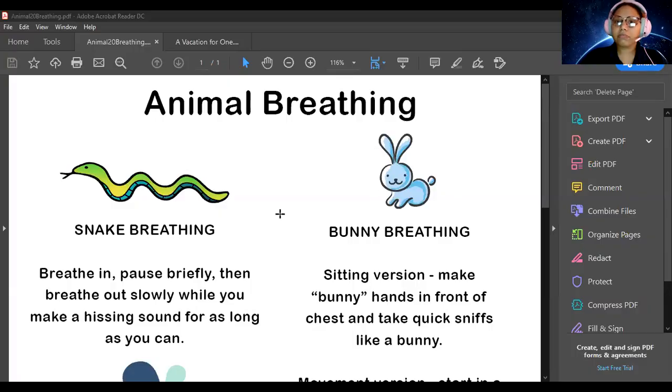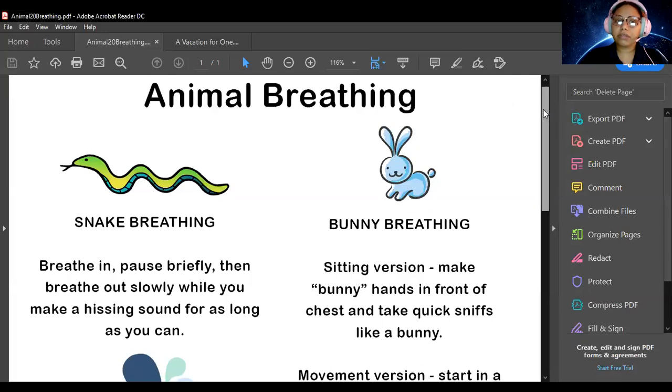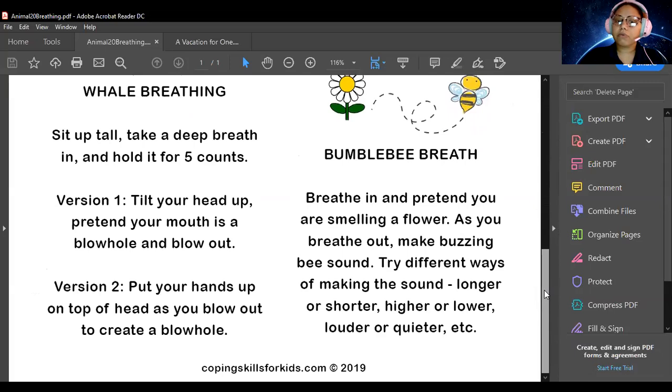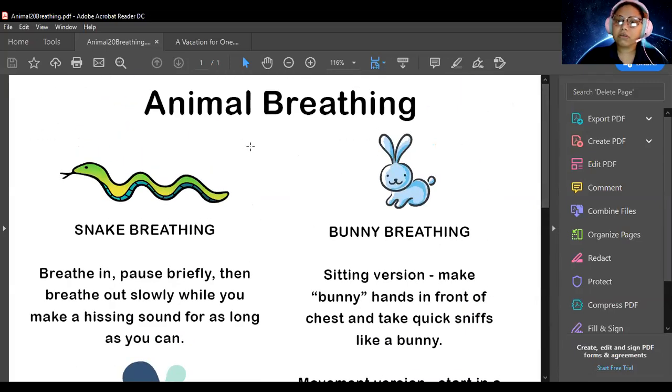So this is actually the breathing exercise. It's animal breathing. So they have snake breathing, bunny breathing, whale breathing, and bubble breath. So I will give this to you and I want you to practice these things.